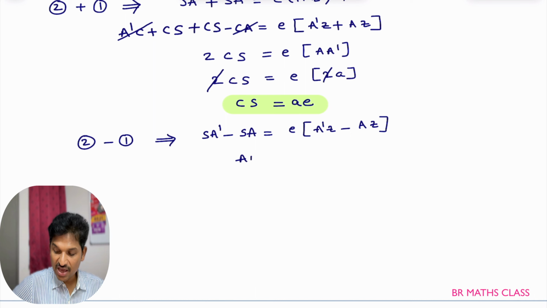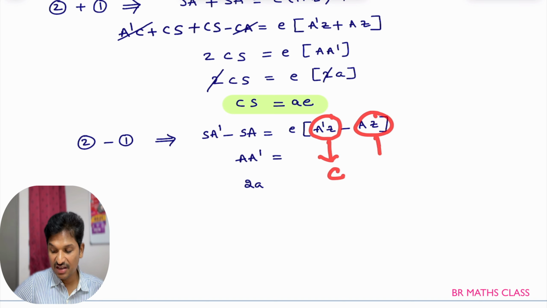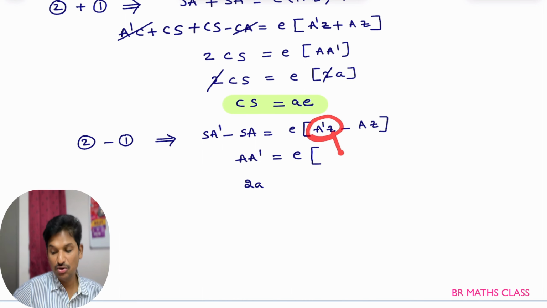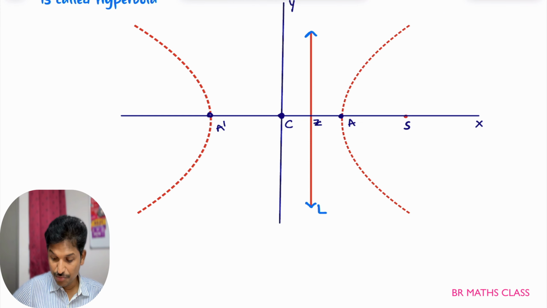Now, in the right hand side part, we'll do the tricky things. A dash Z is there, and I'll write this A dash Z by including C. AZ is there, and that I'll also write by including C. E times A dash Z, you need to write this by including C. Observe the diagram, A dash Z. How will you write it? CA dash plus CZ, right? We can write it as CA dash plus CZ.